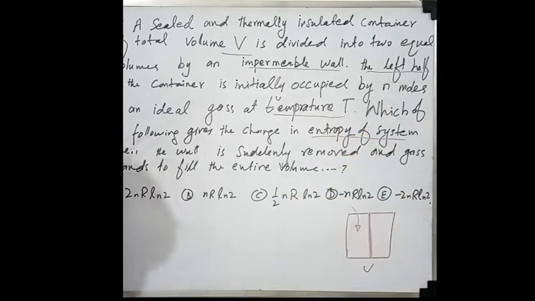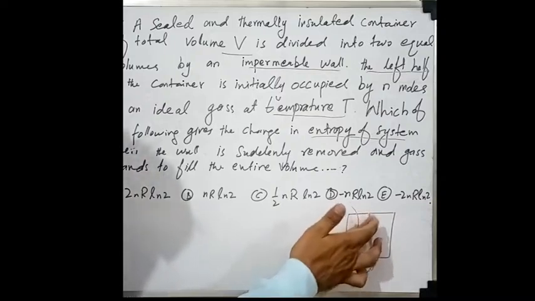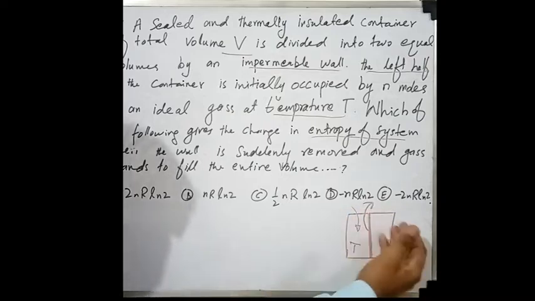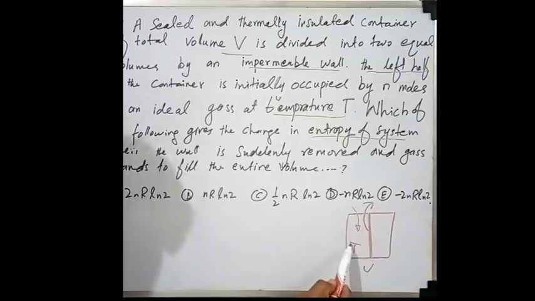This is filled with a gas having n mole and at temperature T. Now if we remove suddenly this wall, this gas will expand to the total volume. Means if its initial volume is this, the volume will double on expansion. If this is suddenly removed, the total gas expands to the total volume V. So we have to calculate the entropy change in this process.